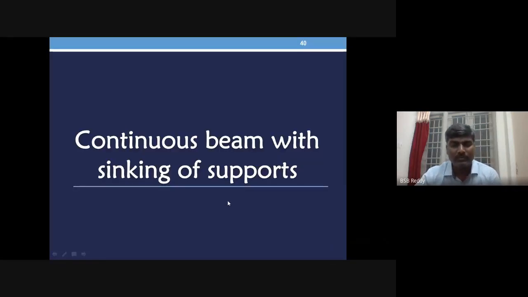Morning, dear students. Last session we talked about continuous beams with the overhanging portion, how to solve that by Kani's method. In this session, let's see how you take up the continuous beam with the sinking of supports, how you solve by Kani's method.